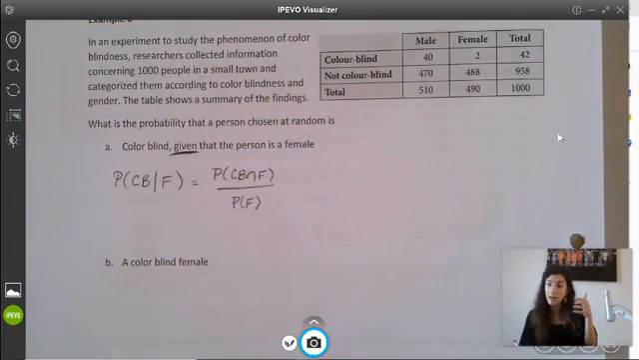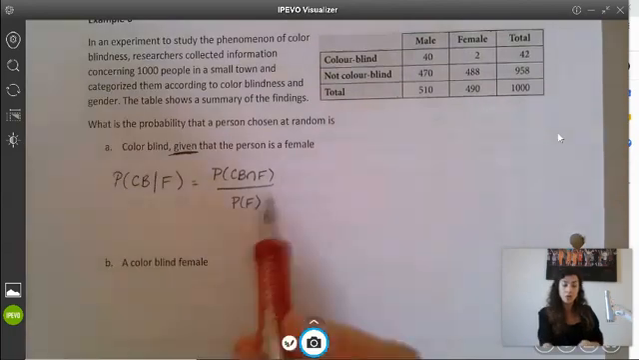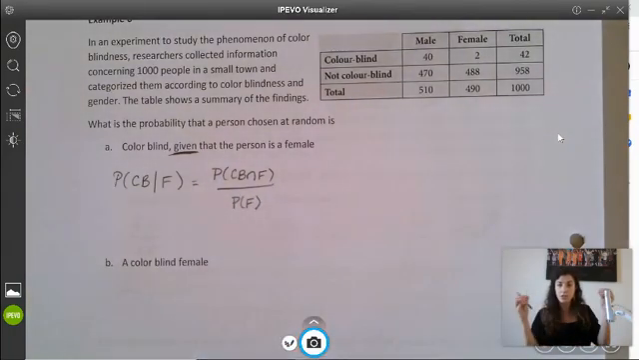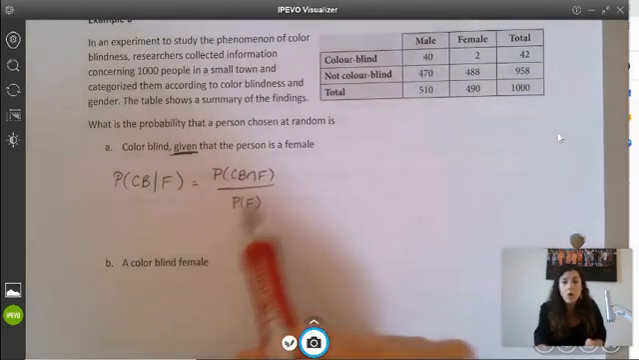You can try and think about it logically and say, okay, if I'm given that they're female, that means I'm only focusing on the females, which means my total has now changed. My total has now changed to just females. So you've now shifted your focus to just females. And you're saying, what's the probability that they're colorblind? So then you take the colorblind people in that female category and divide it by the total females. That's all this is saying.